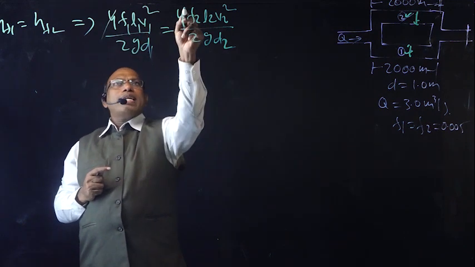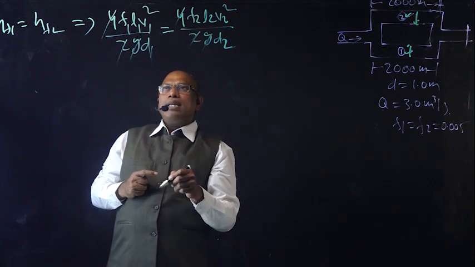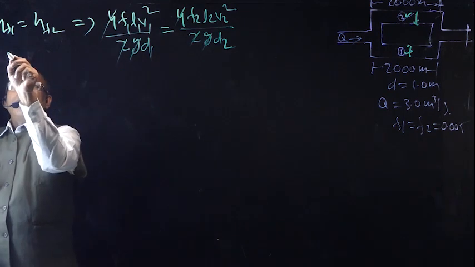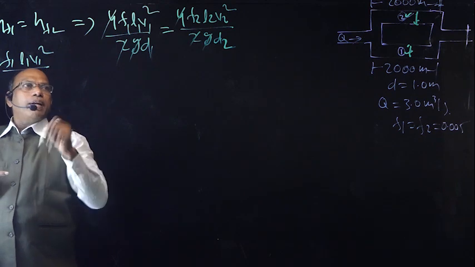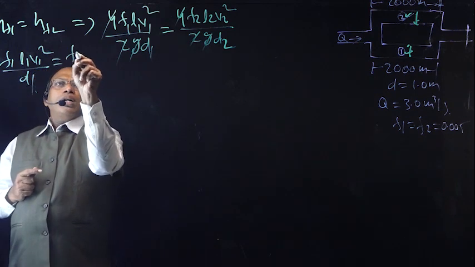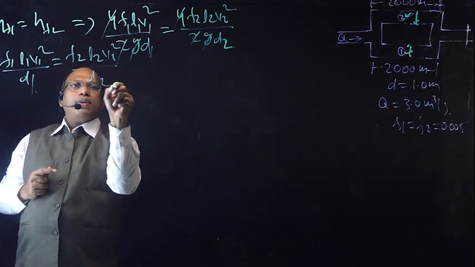Now, 4 gets cancelled, 2 cancelled, G cancelled. Right? This is equal to F1L1V1 square divided by D1 is equal to F2L2V2 square by D2.